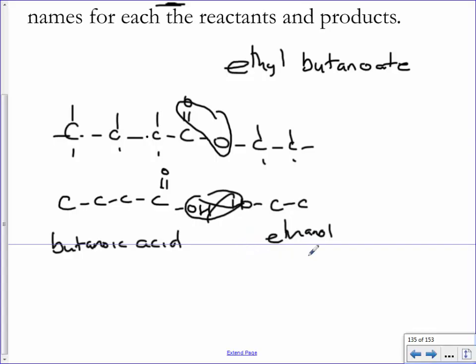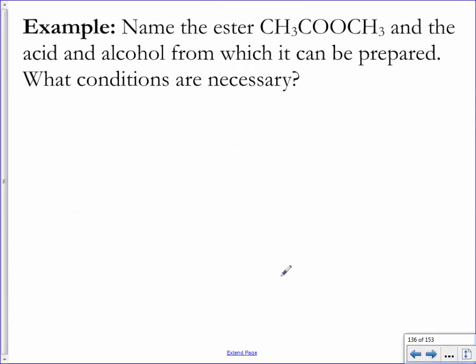Make sense? Alright, let's do the same thing. Methyl ethanol. Name this ester, and let's figure out how we could have made it. After a while, you kind of pick up on it, don't you? So let's go through all of it just to make sure I'm thorough.